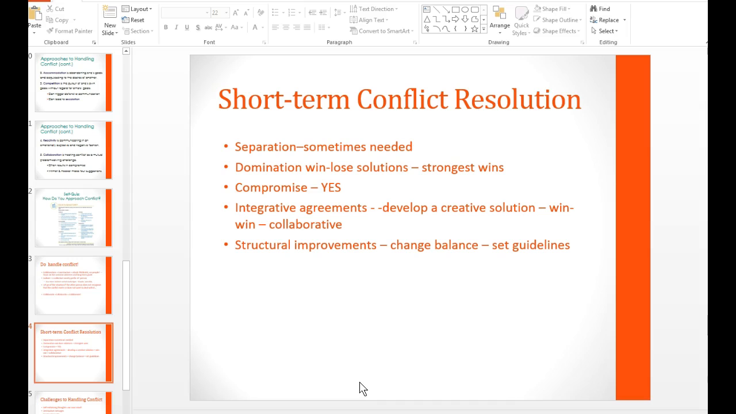Structural improvements. Change the balance. Set some guidelines. If your boss is over-domineering, maybe you should talk to them and say, listen, I am a person. Maybe we could talk this out. But whenever you are just completely yelling at me, I can't do anything.